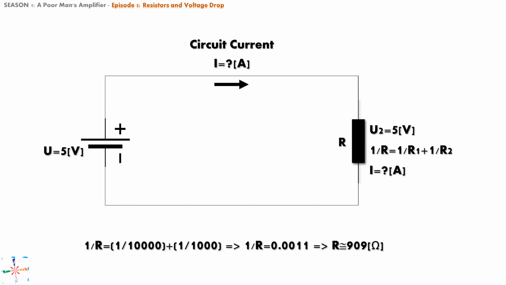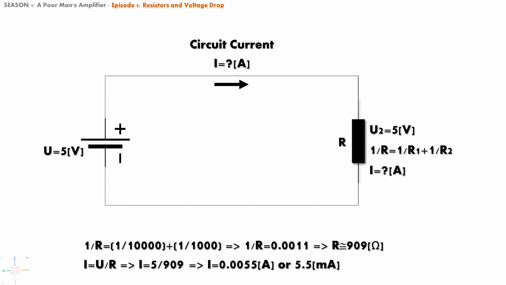Now that we know the value of the equivalent resistor, calculating current is a matter of plugging the numbers into Ohm's law for calculating current. The equation gives us a value of 0.0055 amperes, or 5.5 milliamperes.